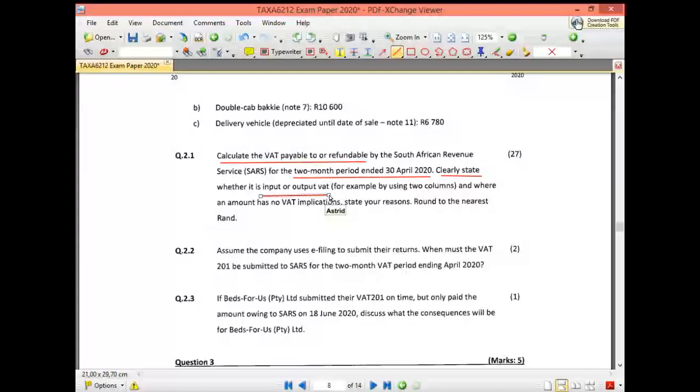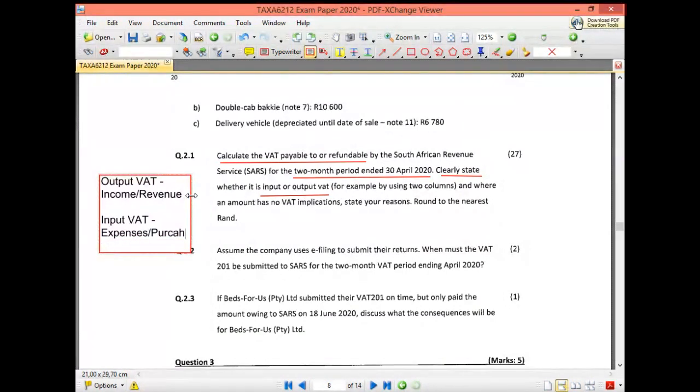And then they tell you clearly state if it is input or output VAT. So you have to distinguish between what is output VAT. Now remember, output VAT, we said, is linked to your income or revenue. This is just to help you determine where it needs to go. Input VAT is normally your expenses or purchases. So that is just to help you distinguish between the two if you can't remember.